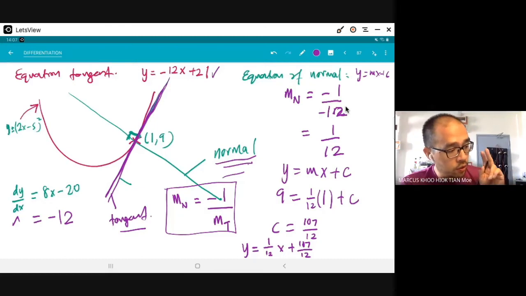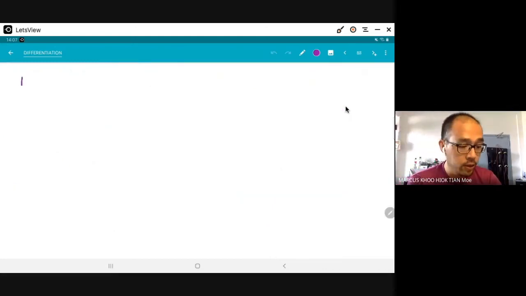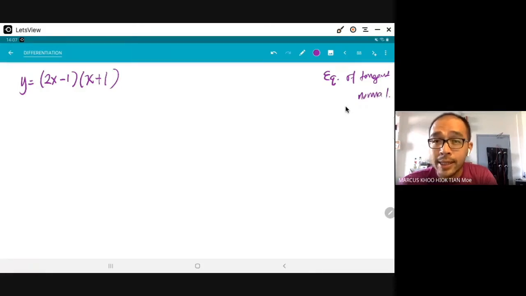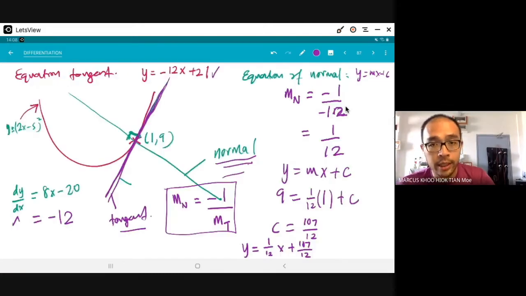Okay, I want you to answer question number 2 in page 11. Y equals 2x minus 1 and x plus 1. But I want you to find not just the equation of the tangent, I also want you to find the equation of the normal. So this is quite long. Find both the equation of tangent and also the equation of normal. Question number 2 in page 11. I'm leaving this here for you to refer to on how to find the equation of the normal especially.